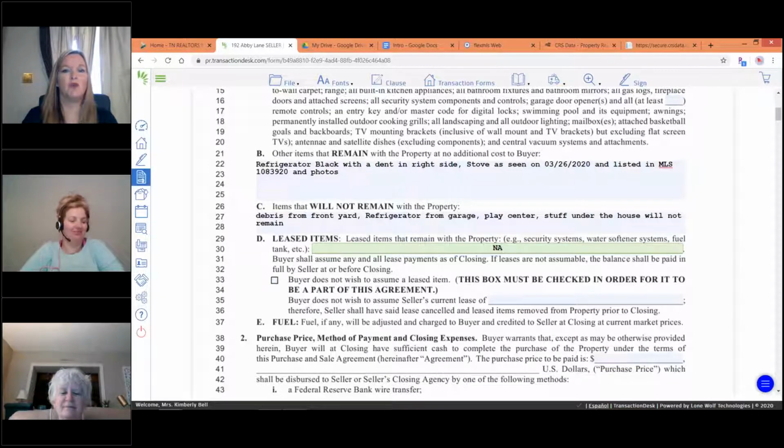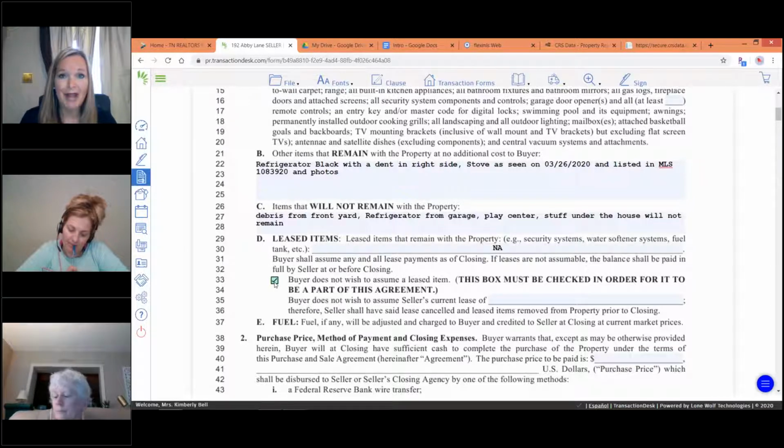All right. So more times than not, it doesn't apply. And so we write NA or nothing. The buyer shall assume any lease payments as of closing. If the leases are not assumable, the balance shall be paid in full by the seller at closing, or the buyer does not wish to assume a leased item.